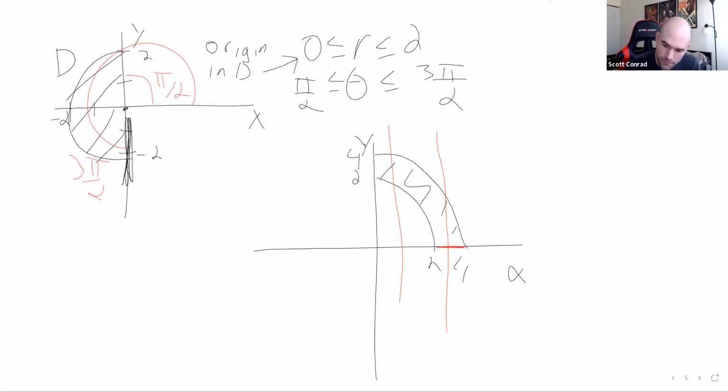Similarly, it's also not horizontally simple because if I do this horizontal line, left curve is a piece of the circle, right curve is a piece of the circle. But this guy, left curve is a piece of the y-axis now, right curve is a piece of the outer circle. So it's neither vertically nor horizontally simple, but it's very easily described as a polar rectangle. So how do we integrate over a polar rectangle?